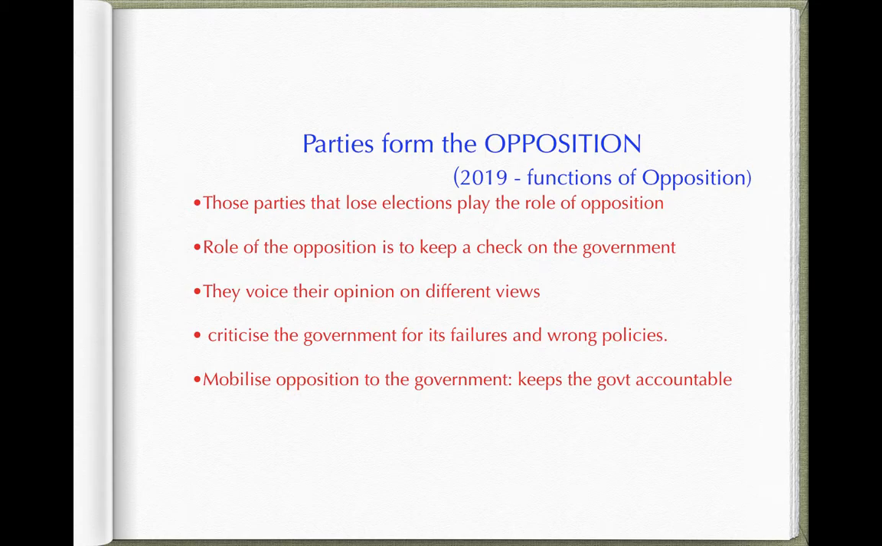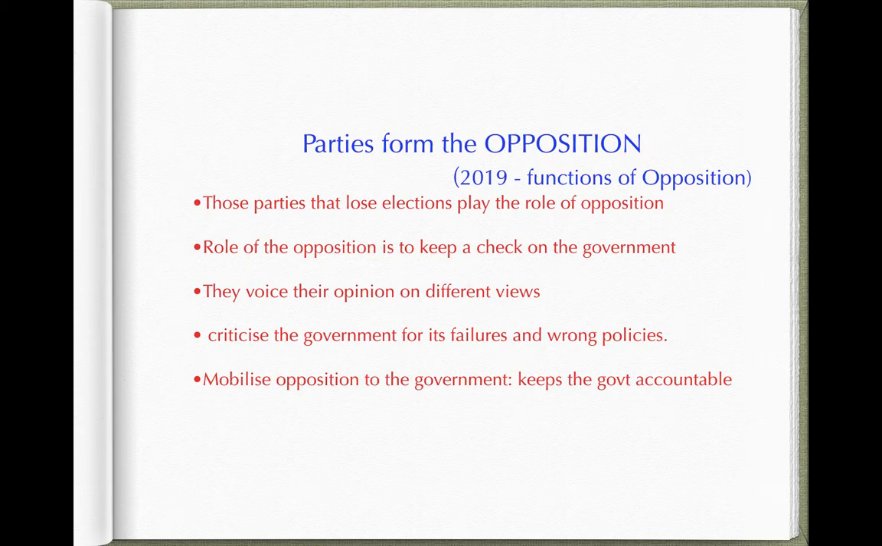Okay, now one is the opposition party keeps a check on the government. That means the ruling government, the ruling party, the party that has won the election and formed the government, their decisions have to be checked. To maintain check and balance, the opposition has to play a very important role.